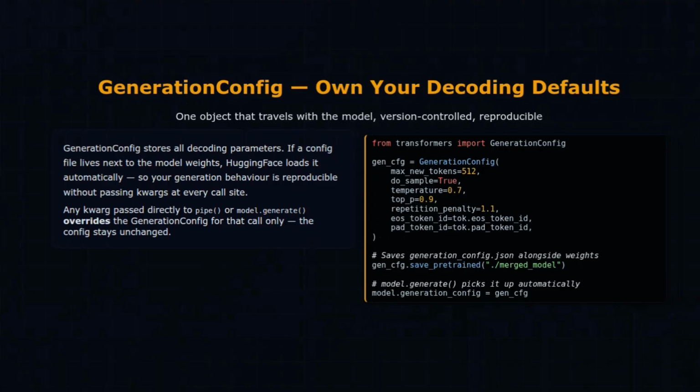Any keyword argument you pass directly to pipe or model.generate overrides the config for that single call only. The stored config is unchanged. Use GenerationConfig to set your production defaults. Use per call kwargs to override for specific cases. Save it with gen_config.save_pretrained, pointing at the same directory as your model weights. That's it. From now on, any code that loads this model gets your defaults for free.